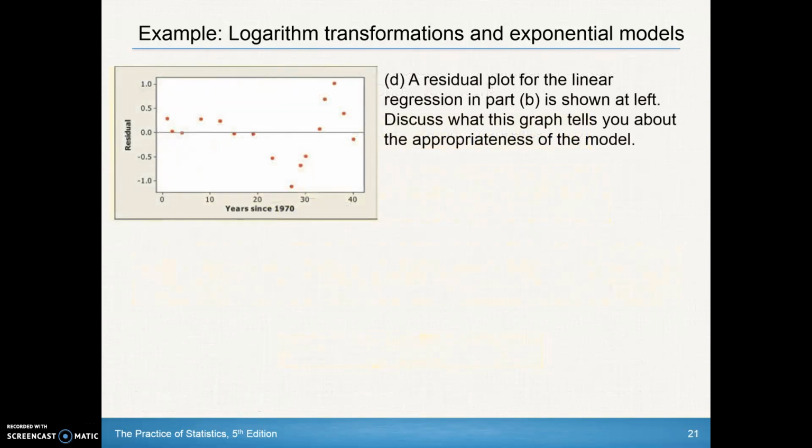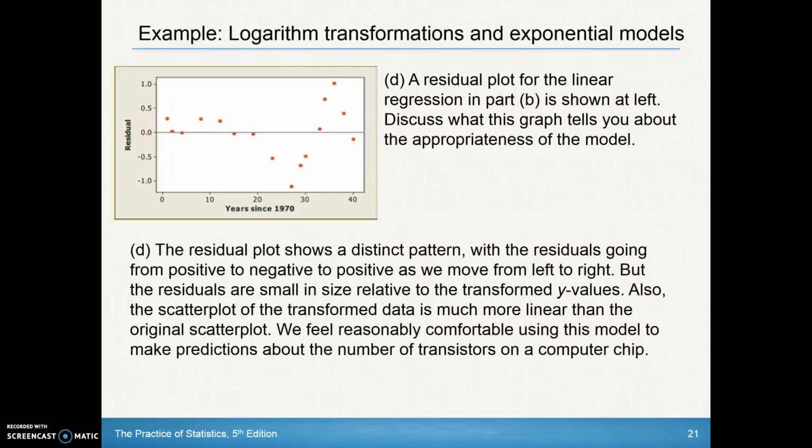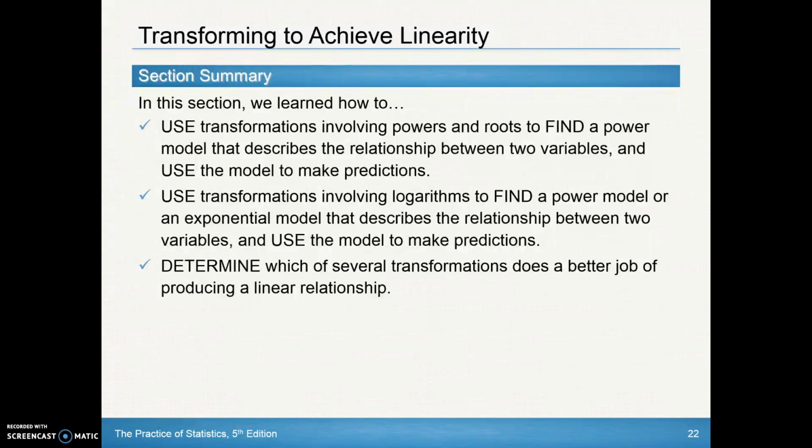So if we look at a residual plot for the linear regression data, we can see that the residual plot shows a distinct pattern, with the residuals going from positive to negative to positive. So you can see it goes positive, down to negative, and then comes back up to positive as we move from left to right. But the residuals are small in size. The scatter plot of the transformed data is much more linear than the original scatter plot. So we feel reasonably comfortable that predictions could be made with that formula. There's a summary of the last section.